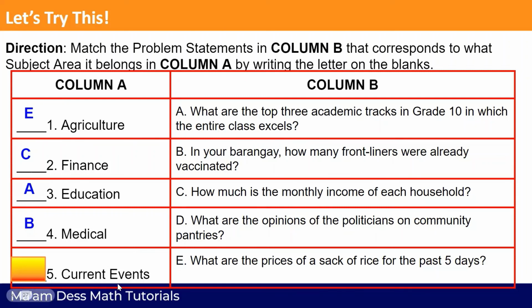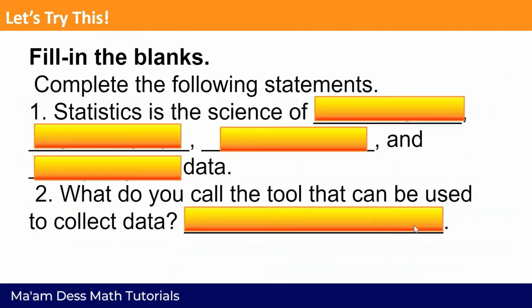Okay, and number 5, current events. So, ano po ang hindi pa nasagot natin? Siyempre, it's letter D. So, current events. What are the opinions of the politicians on community pantries? Okay, so di ba? Politics, ayan. So, it's current events.